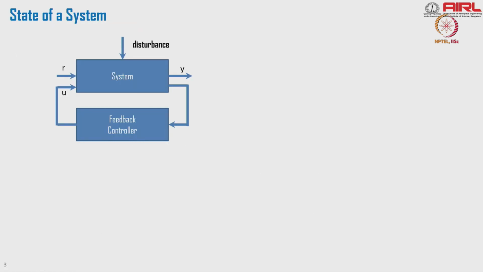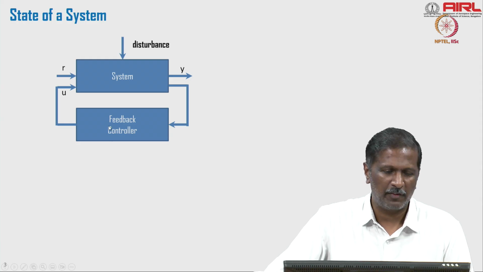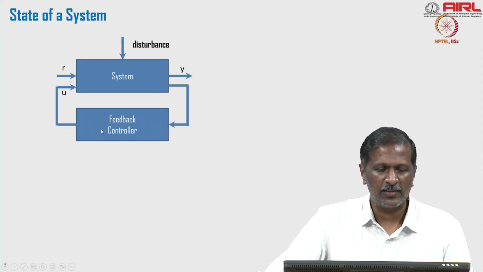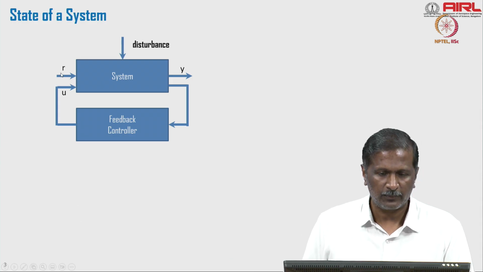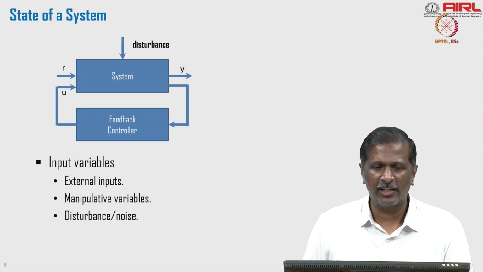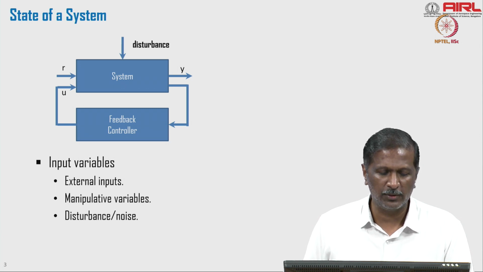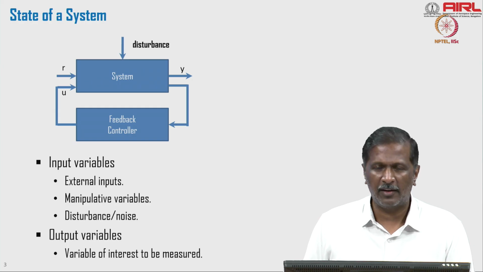So, any system when you look at it, there is a system, a disturbance is present externally, there is an external input R which goes in, and you have a response Y. You measure the system response and you have a feedback controller. Based on the response, it computes what is the change in input required. If you look at the input variables, there are three variables. One is the external input, the manipulative variable which is U, and disturbance or noise which comes in externally to the system. The output variable is the variable of our interest to be measured.